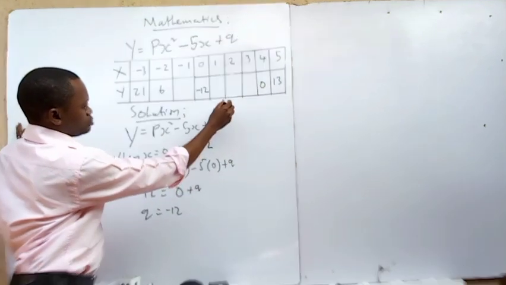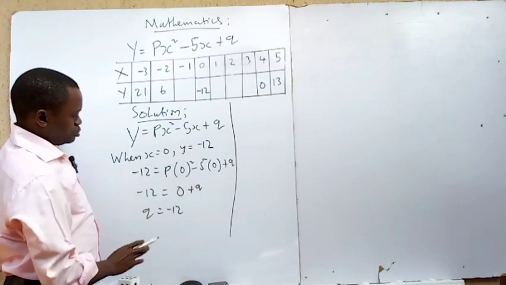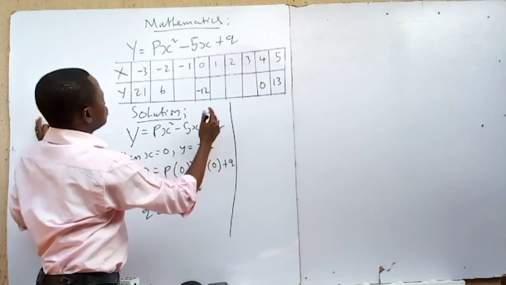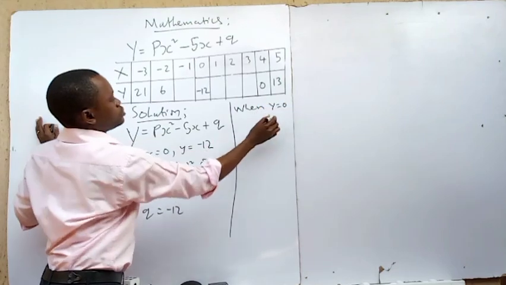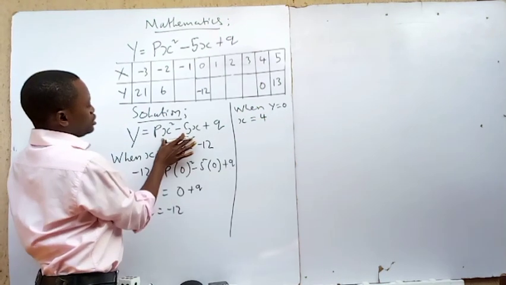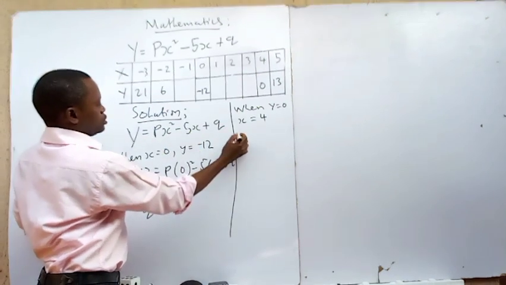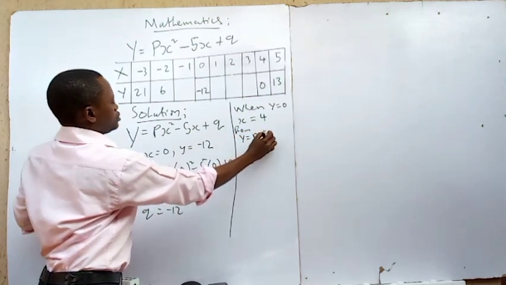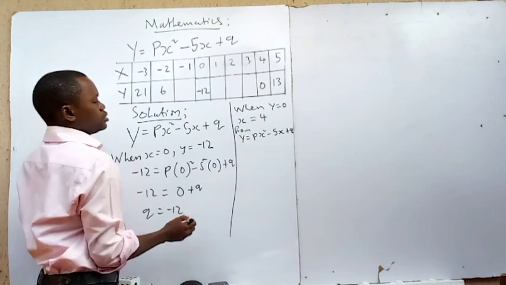Then what about p? Let me do this where you will be able to see clearly what I'm doing. If you also realize that when y is 0, x is 4, we can make a substitution again inside here and verify something. So y is 0, so I can say from y equals to px squared minus 5x plus q.